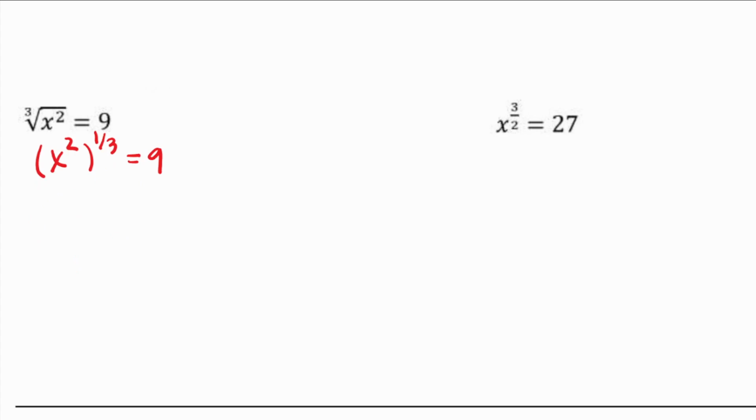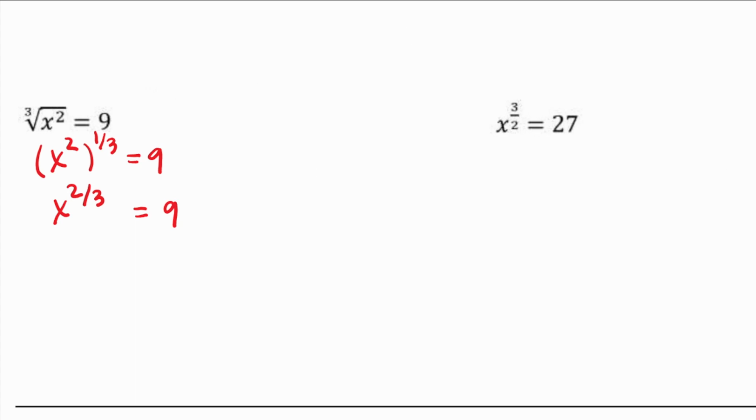We're going to solve this with fraction exponents. Remember last time I told you that the cube root is the 1/3 power. I also told you that this was going to work out to be x to the 2/3, but I'm just going to remind you of why this is true. This is power of a power. We're going to multiply the exponents. So this is saying x to the 2/3 is equal to 9.